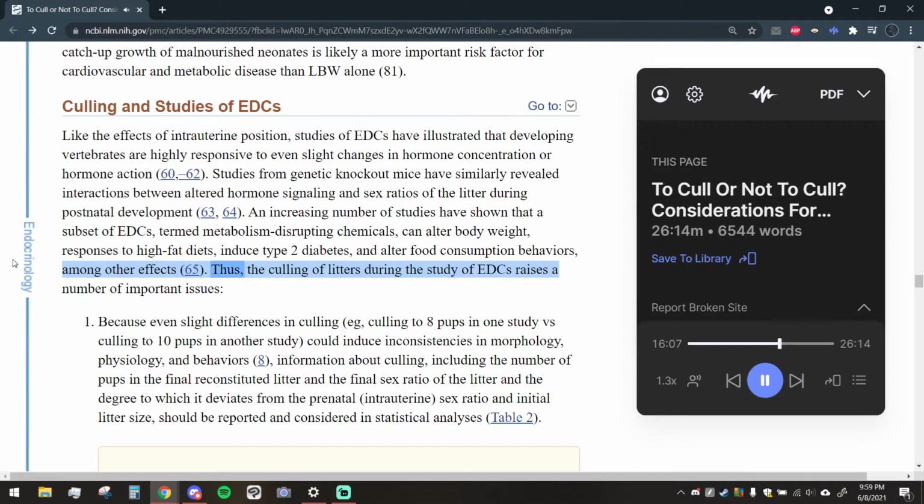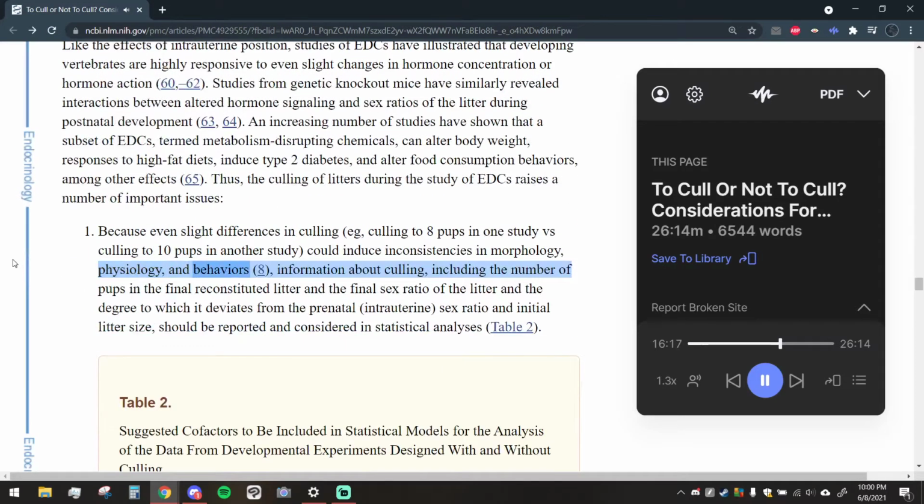65. Thus, the culling of litters during the study of EDCs raises a number of important issues. Because even slight differences in culling, e.g., culling to 8 pups in one study versus culling to 10 pups in another study, could induce inconsistencies in morphology, physiology, and behaviors. 8. Information about culling, including the number of pups in the final reconstituted litter and the final sex ratio of the litter and the degree to which it deviates from the prenatal, intrauterine, sex ratio and initial litter size, should be reported and considered in statistical analyses.